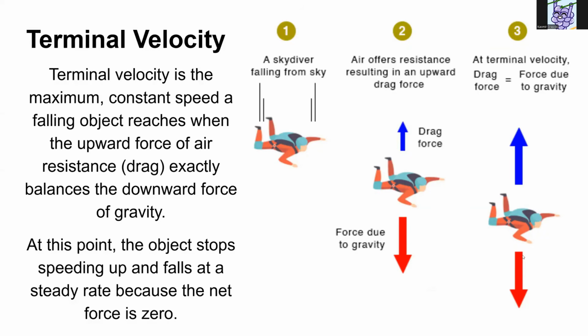At this point, the object stops speeding up and falls at a steady rate because the net force is zero. So when your forces are balanced, this skydiver is going to move at a constant speed because the forces are balanced.